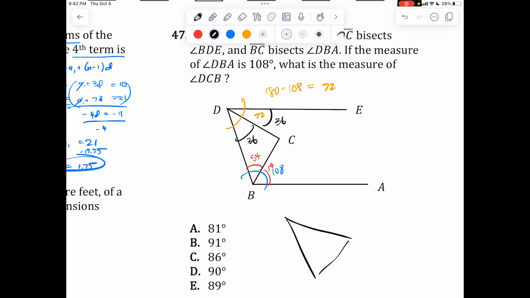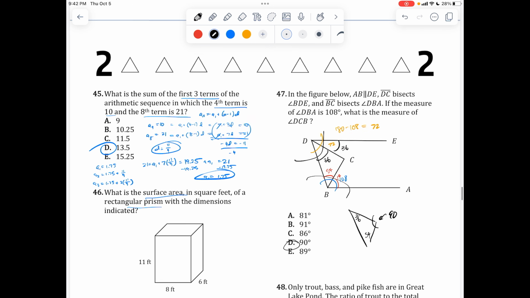So now I know what's inside this triangle, right? There's a 36 here. There's a 54 here. So I can find the remaining. This is just going to be 90 if you do the math. So it's a 90 degree angle in the middle. Interesting how that works out. Really, it's because it's bisecting two angles that add up to 180 degrees. All right, hopefully that made sense.